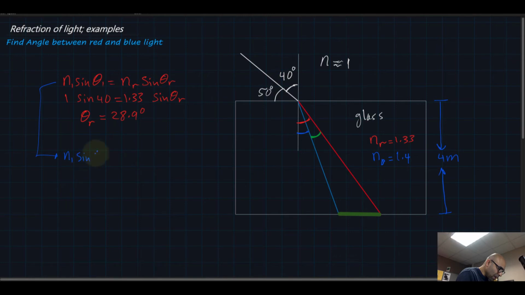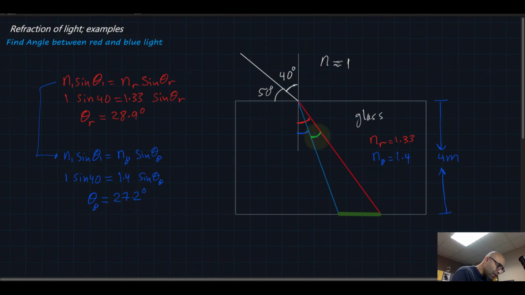Now for the blue, we can apply the same equation. n1 sine theta 1 is equal to n blue sine theta blue. We just plug in the same numbers here because that did not change. 1 times sine 40 is equal to n blue, which is 1.4, times sine theta b, which we will find. Following the same procedure, we can find that theta b is equal to 27.2 degrees.